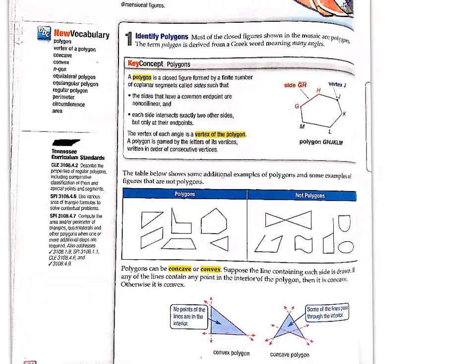Concave is exactly like it sounds. It caves in. So if you look down here, you've got a cave in. So this is concave. It caves inward. Convex is anything else. So the rest of these are convex polygons.